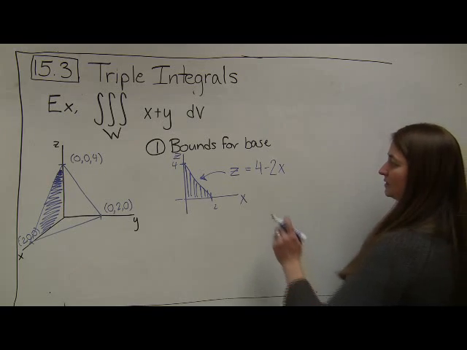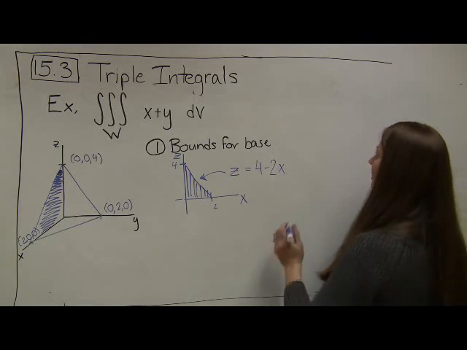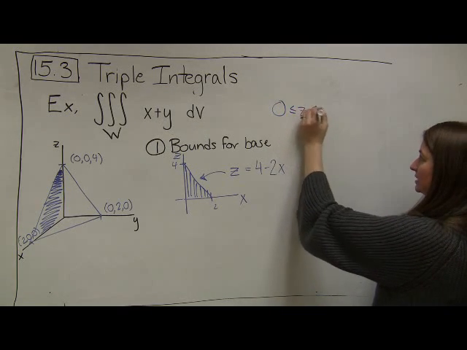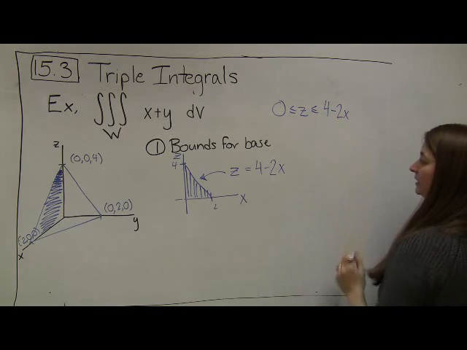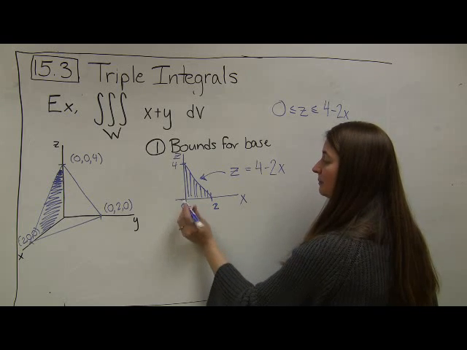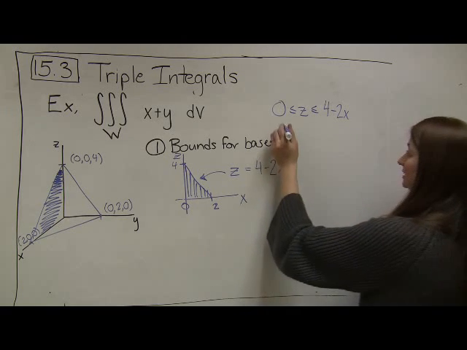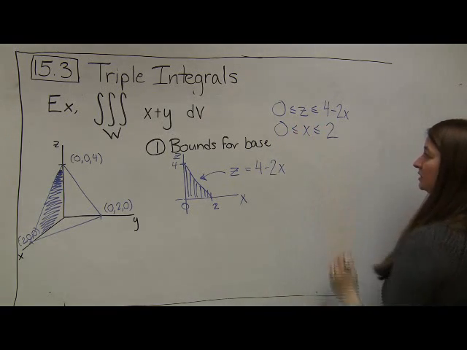So that means that my bounds on z are going to go from z equals 0 up to where z equals this line. So 0 is less than or equal to z, that's less than or equal to this line, which is 4 minus 2x. My x's, in this case, are going to be exactly the same as they were before. My x's are still going from 0 to 2 with this variable height in the z's. X's are between 0 and 2.